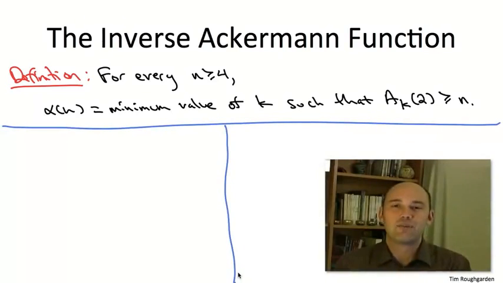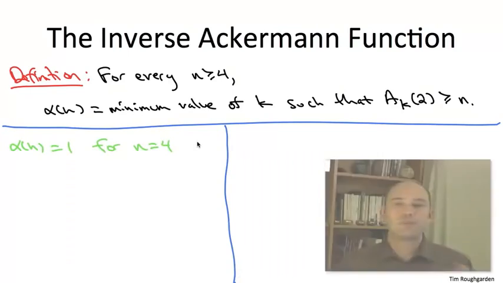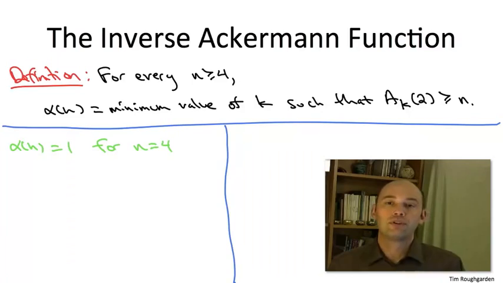So again, it's simple enough to write down a definition like this, but you really have to plug in some concrete numbers to get a feel for what's going on. So let's just write out what are the values of n that will give you alpha of n equal 1, that'll give you alpha of n equal 2, alpha of n equal 3, and so on. Okay, so for starters, alpha of 4 is going to be equal to 1, right? If you apply A sub 0 to 2, that's the successor function, so you only get 3. So that's not at least as big as 4. On the other hand, if you apply A sub 1 to 2, that's the doubling function, so if you apply it to 2, you get 4. So A sub 1 does give you a number which is at least as big as n when n is 4.